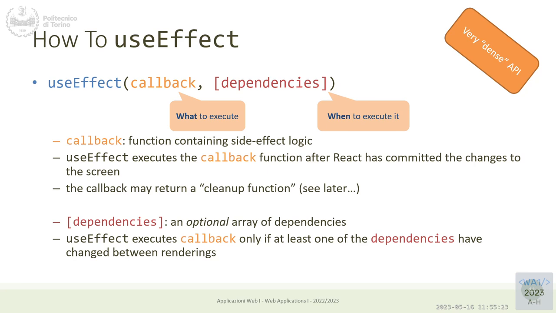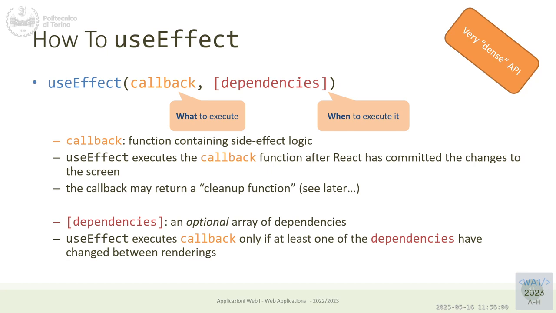The only problem is that you cannot affect in any way the current rendering because it already happened. You can only maybe change something for the future, like changing a state, for example. The dependencies is an array. It's an optional array dependency, so the behavior of useEffect is different depending on whether this array is specified or not, and of course on its contents. The rule is that the callback is executed if at least one of the dependencies have changed between the renderings.